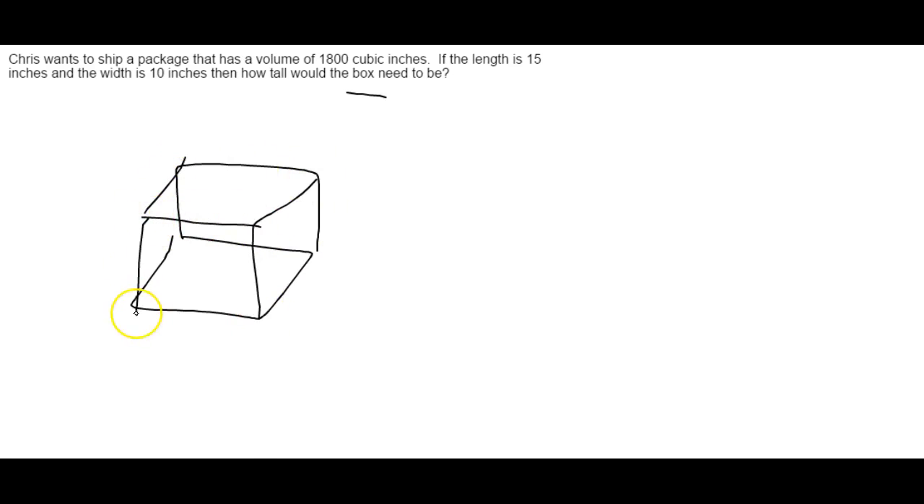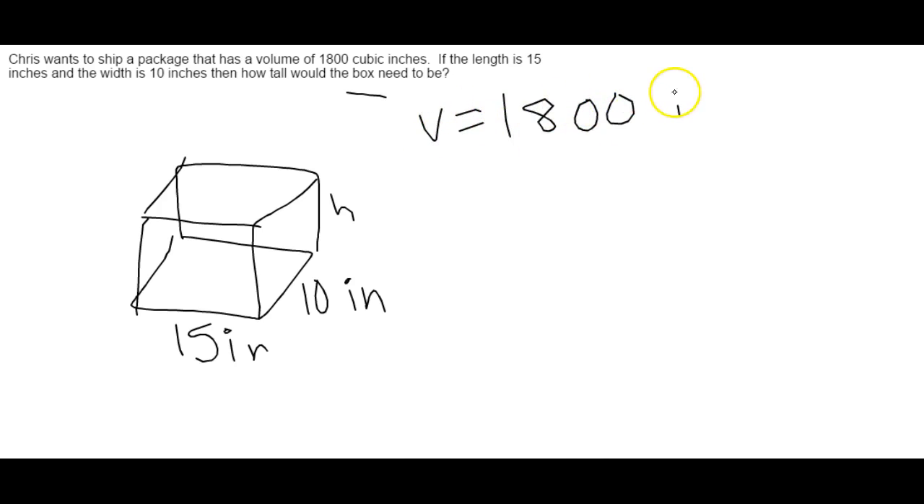So if we have a rectangular prism, and they said the length is 15, width is 10, and the height we don't know, but we do know the total volume is 1,800 cubic inches. Well, if it's a rectangular prism, the volume for that was length times width times height.